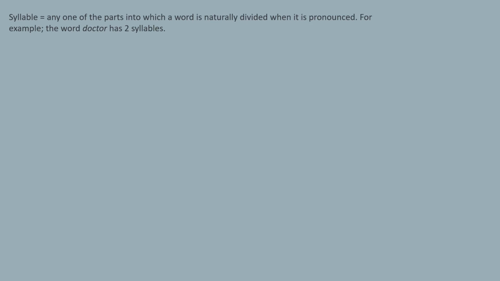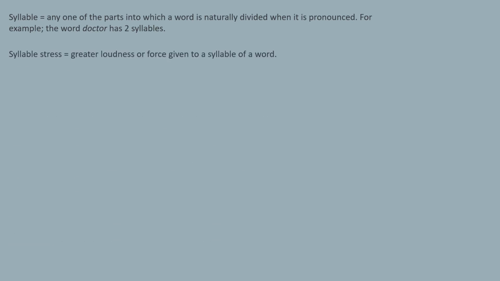This is a video about the pronunciation exercise. First I want to talk about some of the words that we use. The first word is syllable, which is any one of the parts into which a word is naturally divided when it's pronounced. For example, the word doctor has two syllables, doc-tor.